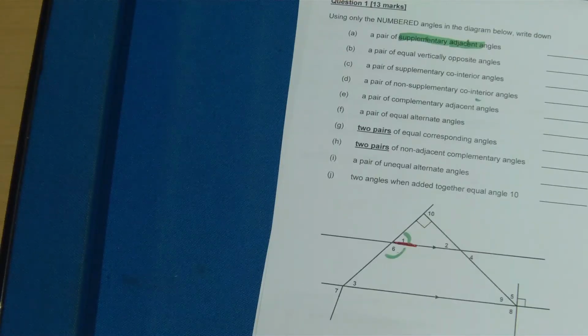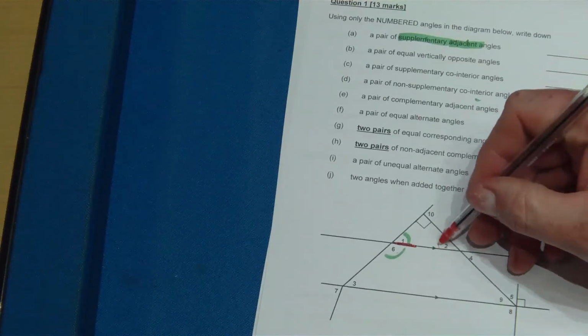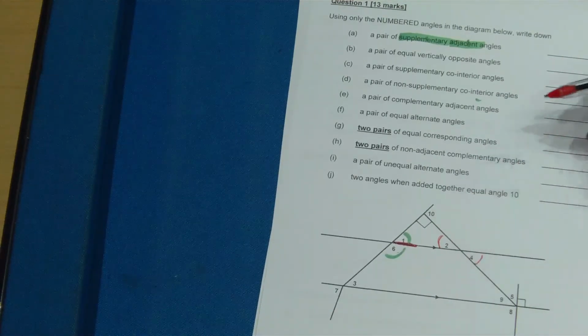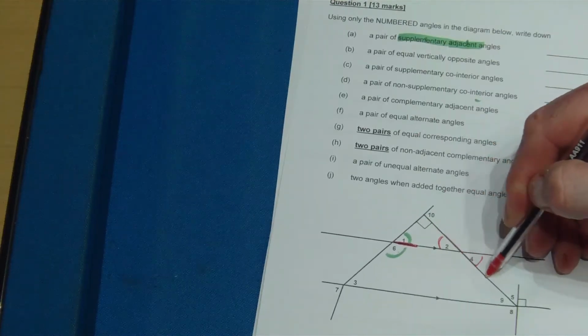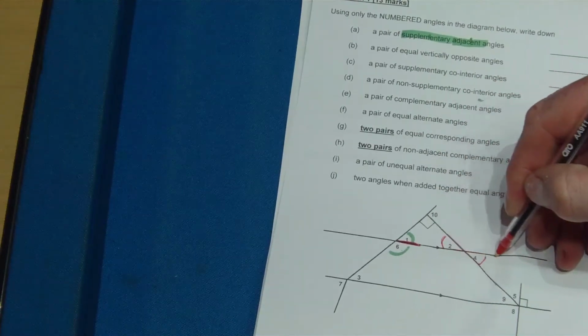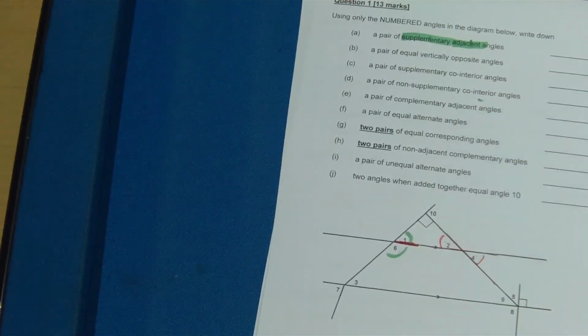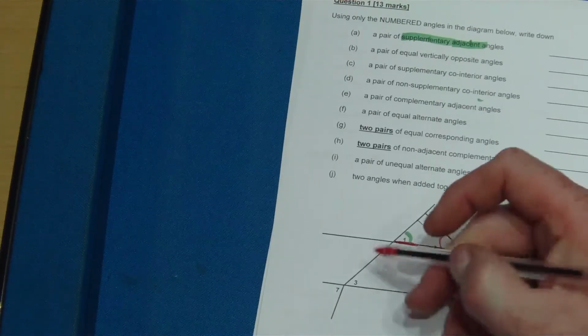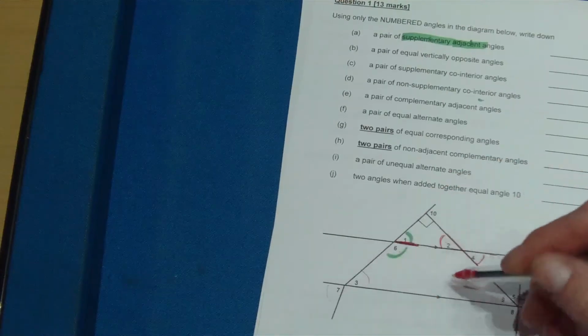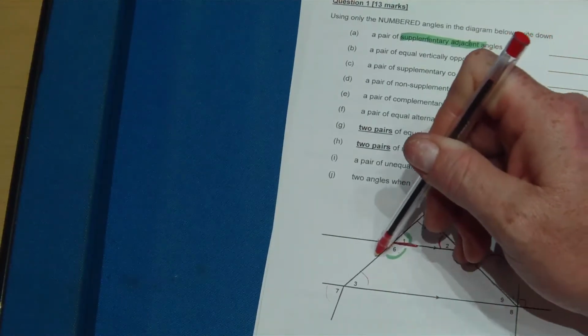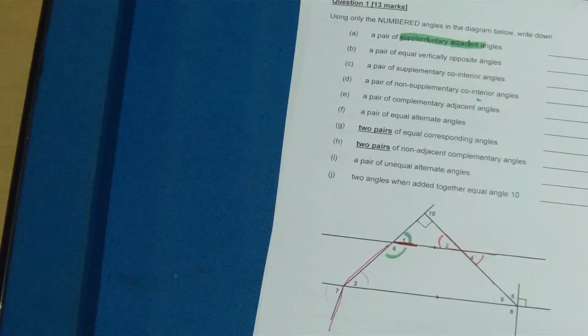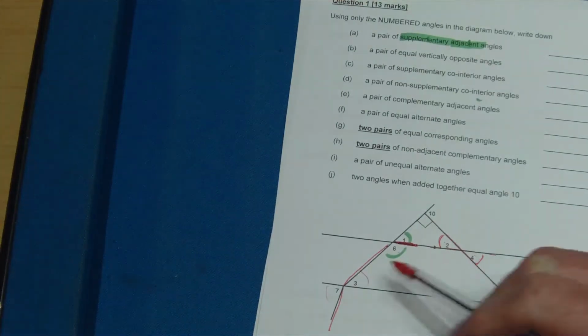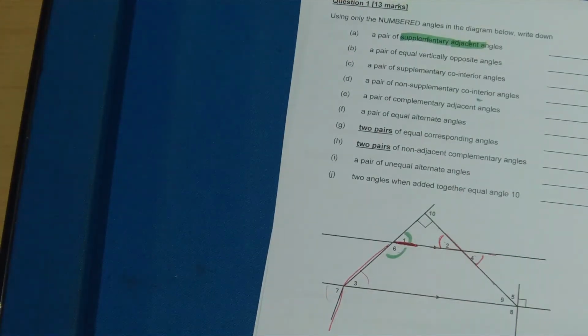Pair of equal vertically opposite angles. Okay, that's easy. It's this 2 and that 4. Because you see this line is straight, and this line here is straight. That's what makes those two equal vertically opposite angles. Look over here. Do you see this 3 and the 7? Does this line look straight to you? Look here. You see? It's not straight. That's why 7 and 3 are not equal.